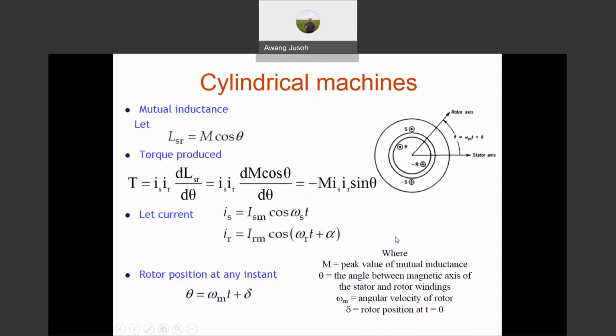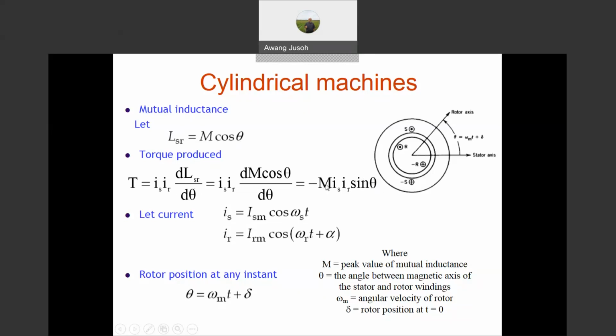Okay, now we go back. Based on the formula just now, we know that LSR, which is the mutual inductance, equals M cosine theta. M is the peak value of the mutual inductance. Mutual inductance changes based on the theta waveform. Then you substitute into the third part of the equation just now, then we know that torque equals IS IR times the differentiation of LSR over theta. And we can find that this equals negative M IS IR sine theta. This is the basic equation for the torque generated in the cylindrical machine.